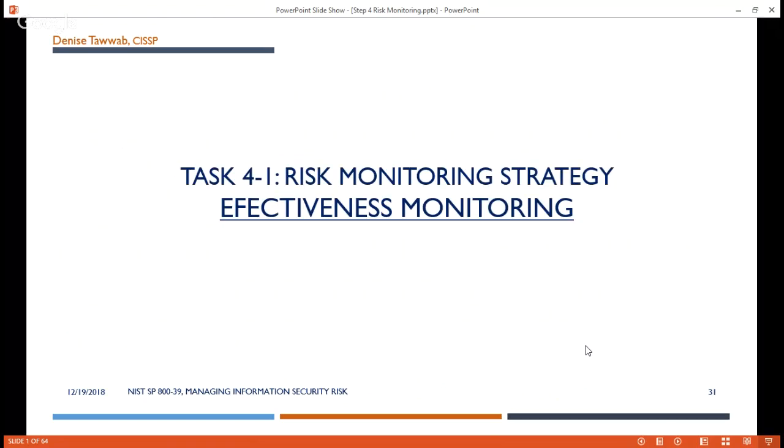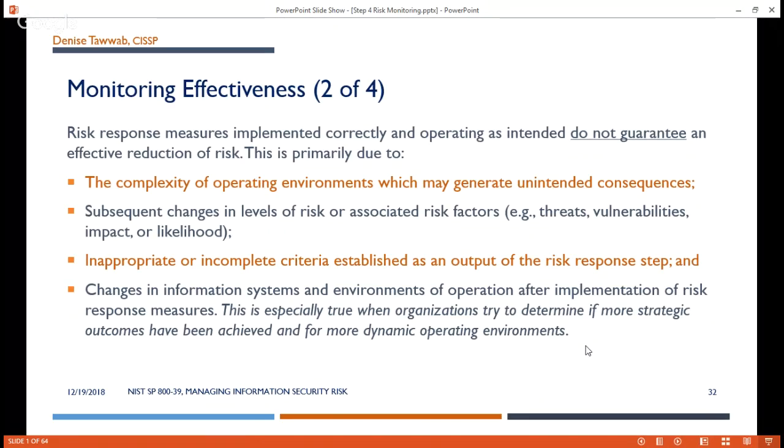Task 4.1, risk monitoring strategy. We're still talking about the types of monitoring. Now we're talking about effectiveness monitoring. Risk response measures implemented correctly and operating as intended do not guarantee an effective reduction of risk. Let me say that again.